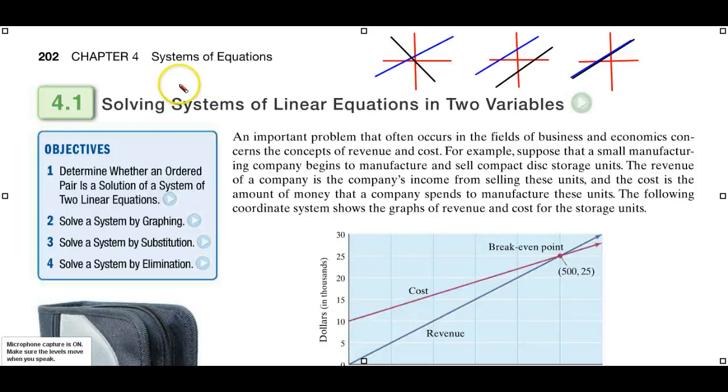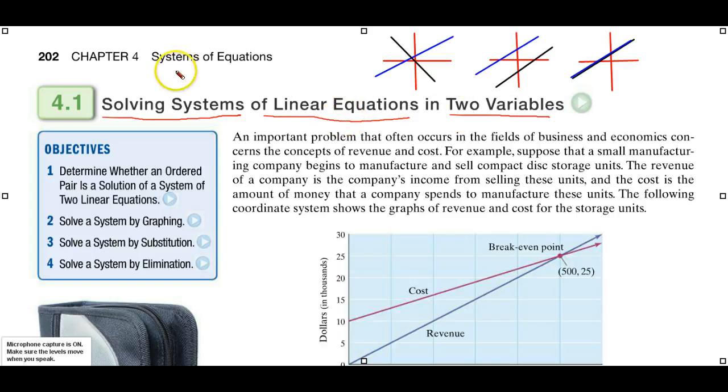As we start Chapter 4, we're only doing 2 topics in Chapter 4, 4.1, and I believe 4.3. So what we're doing in this chapter is solving systems now of linear equations in 2 variables.